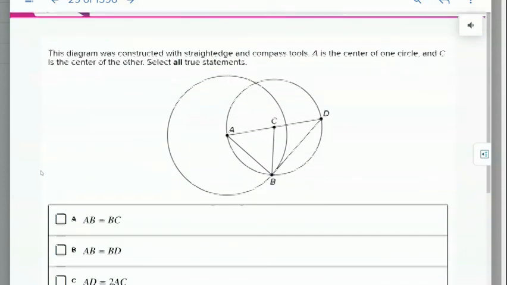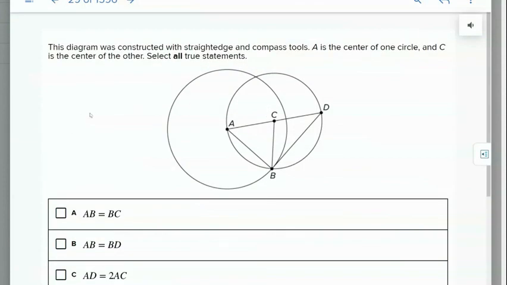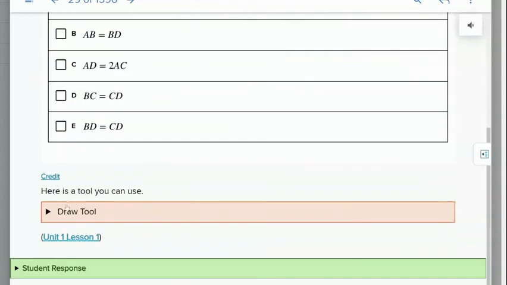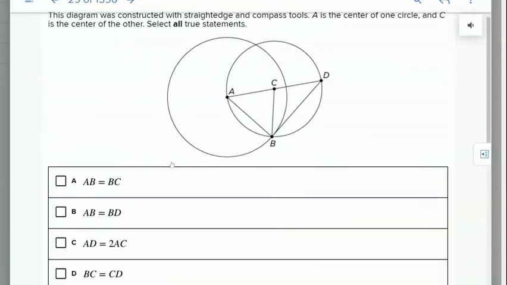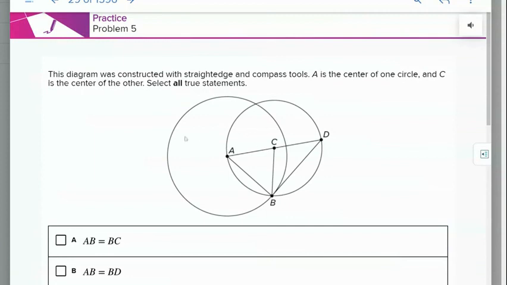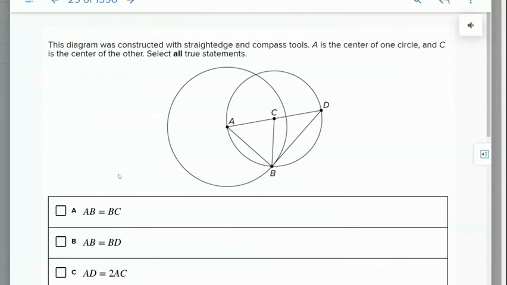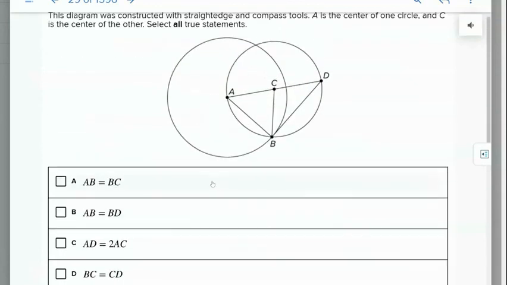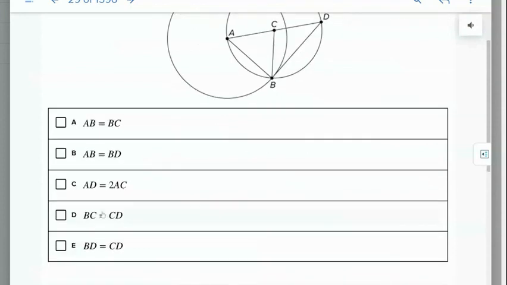All right, problem 5, it's a whole bunch of select all true statements. I highly recommend that you use the draw tool to recreate this and then see just which ones are true. I highly recommend thinking about circles and the idea of the radius of these circles. Are these two circles the same? Circle A, circle C. Are they the same size, right? So that would probably help out with selecting the correct options.